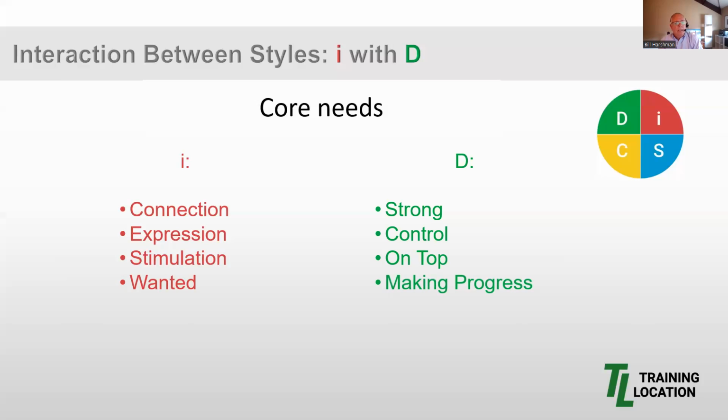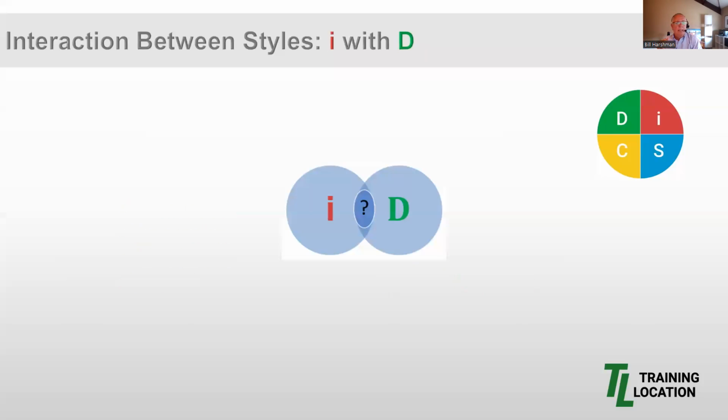So when you look at this, you can see that if I's are interacting with the D, you can imagine how, let's say, the I's need for expression and connection and warmth meets up with the D's need for strength and control. This could present a challenge, not impossible, just needs to be considered and dealt with. Now, the DiSC assessment helps prepare you for these interactions.